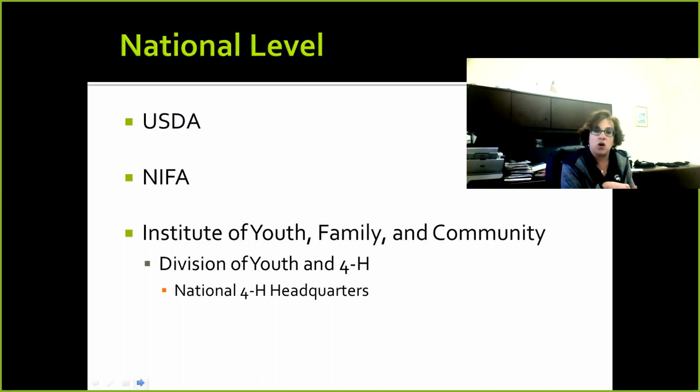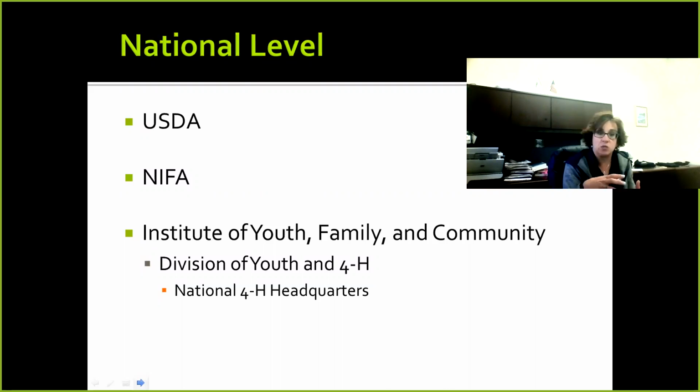If you ever heard of CSREES, the Cooperative System of Extension and Research, I can't remember now what it stands for. That sounds horrible, but it's been too many years. But NIFA is the agency underneath USDA. There is an administrator or a director of NIFA who does run that program.